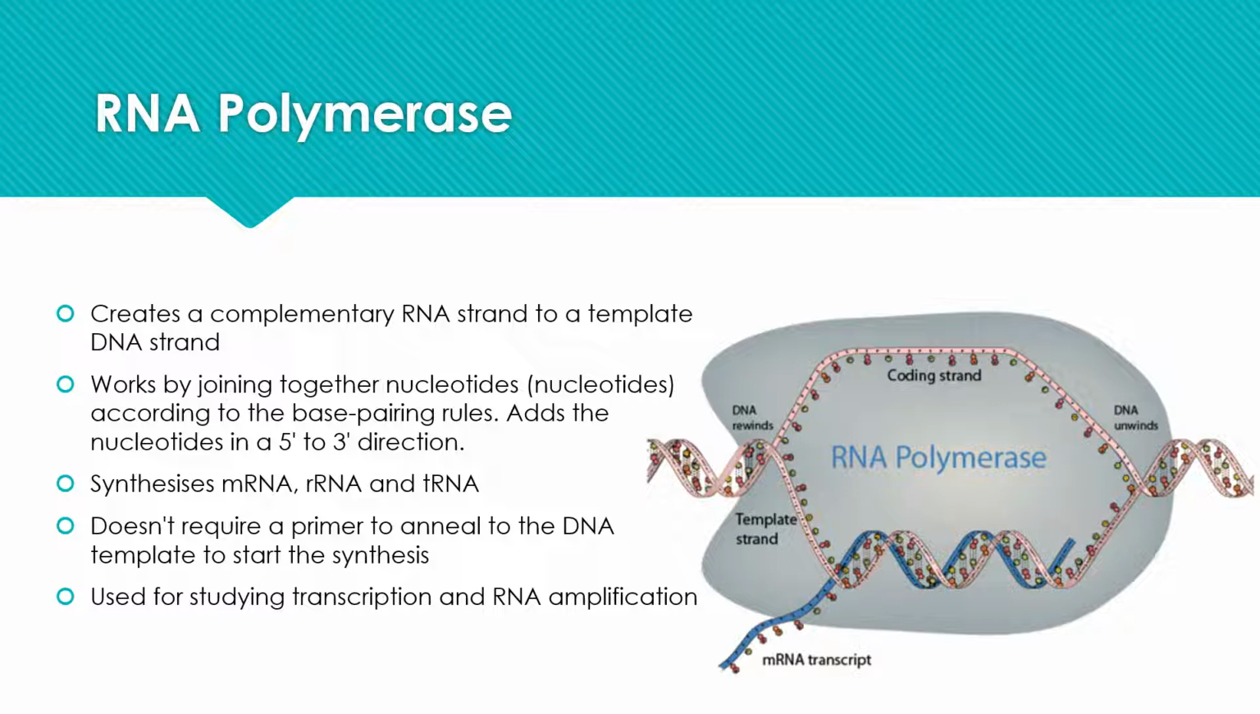We use RNA polymerase when we want to look at transcription and amplifying RNA. Amplifying DNA or amplifying RNA simply means to make more of it, to increase the amount there is, to increase the volume. So that's what amplification means. So those were our 3 key polymerases. So you need to understand what a polymerase is and those 3 different kinds. All right.